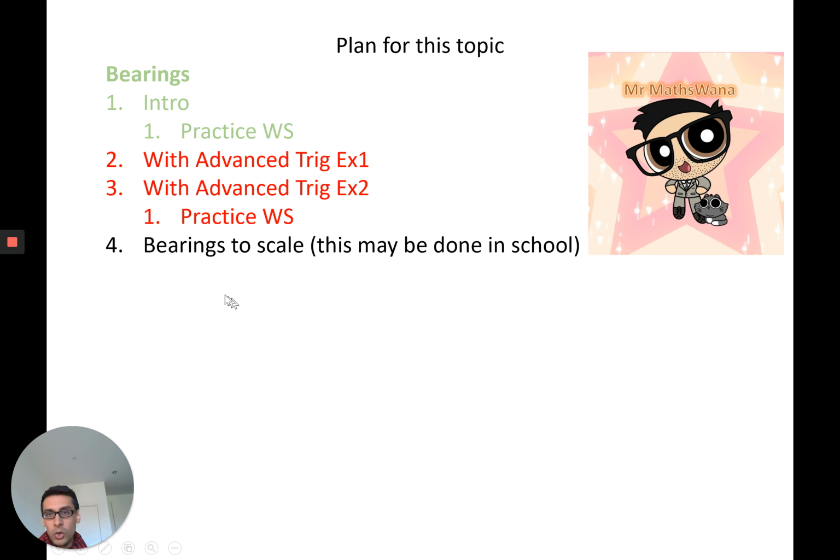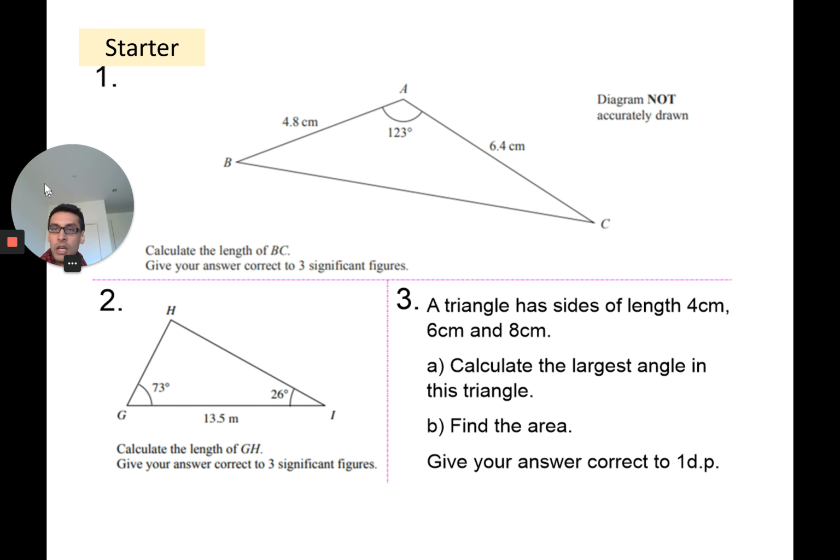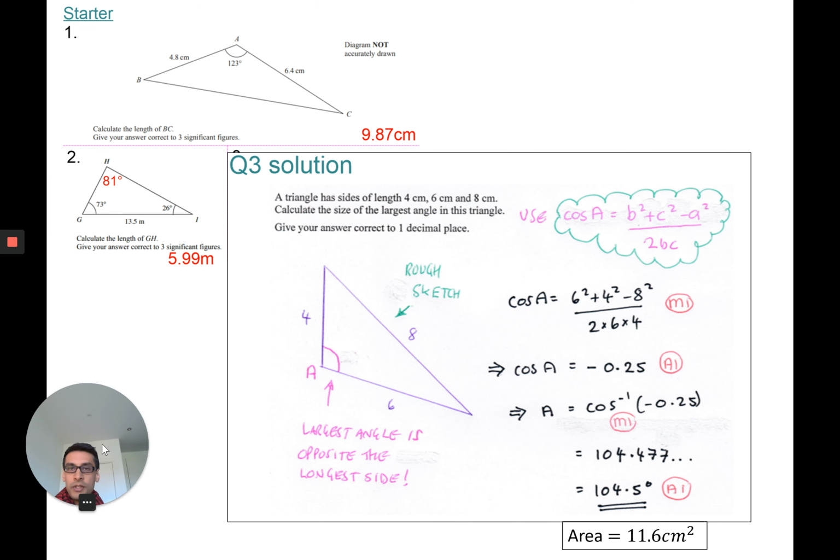Okay, so before we start this topic, this is not exactly the same as the recall quizzes I do in lessons, but I do need to make sure you can do these questions. So try these 3 questions. They should take about 5 minutes in total to do all 3, and then I'll give you the answers. Okay, so here are the answers. You should get 9.87, 5.99. In question 3, the working out is given here. You get 104.5 and 11.6 centimeters.